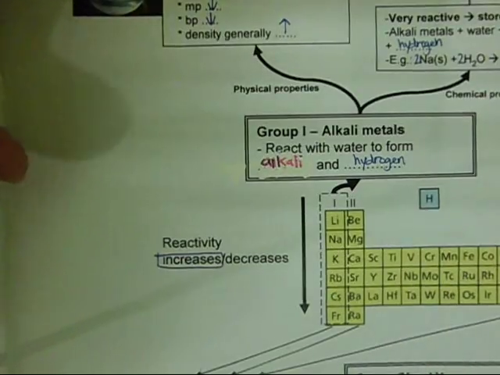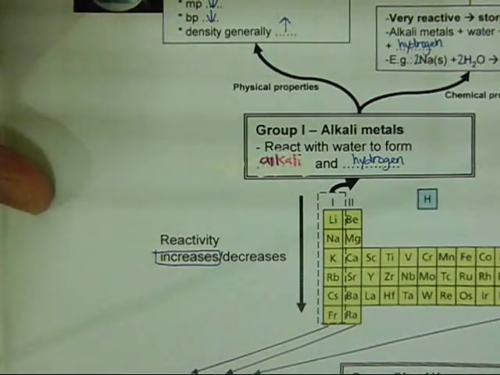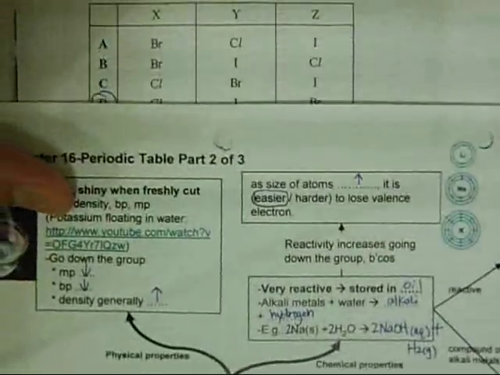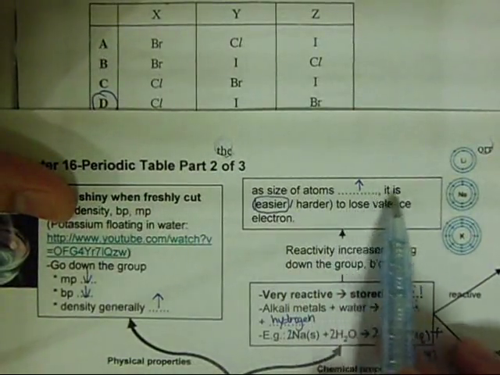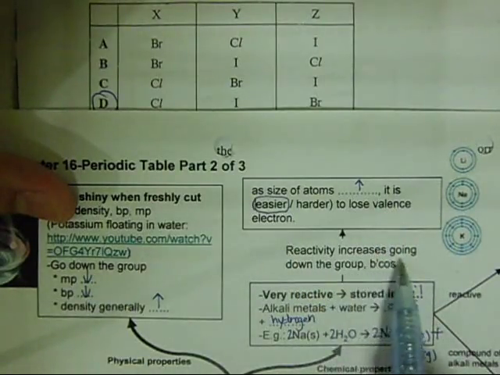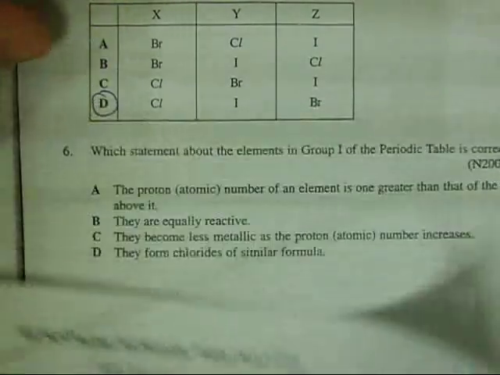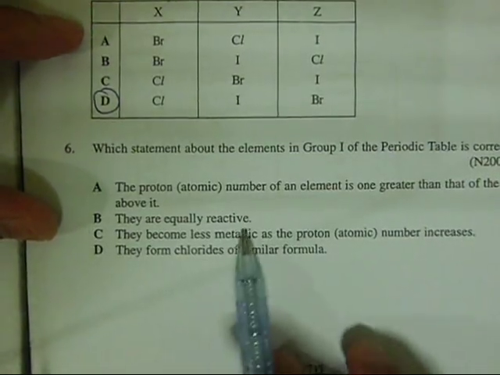Why? Because as you go down the group, the valence electron is getting easier and easier to be lost. The valence electron will be further and further away from the proton, so the attraction gets weaker and weaker. That is actually from this part. As the size of the atom increases, it is easier to lose the valence electron. That's why reactivity increases going down the group. So they are not equally reactive.